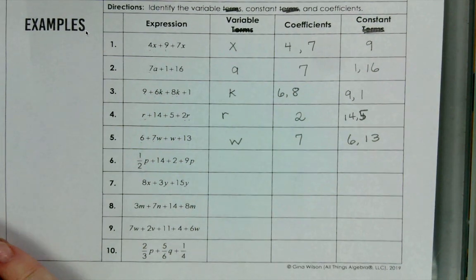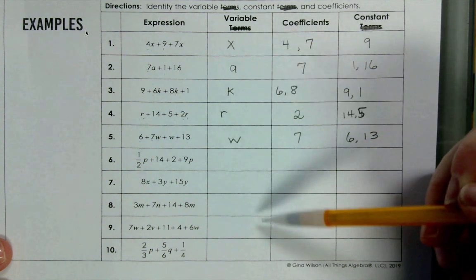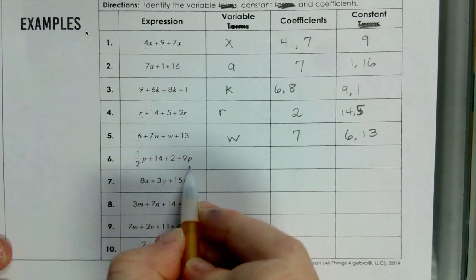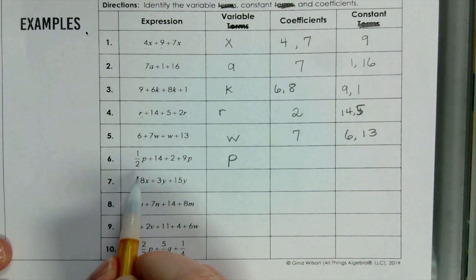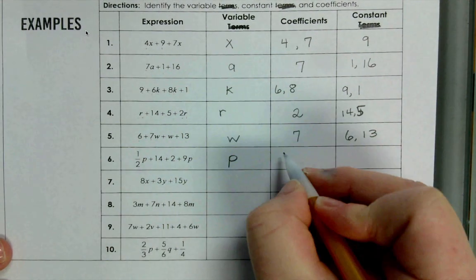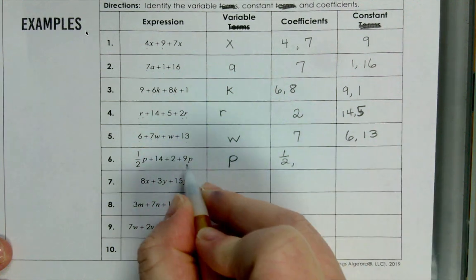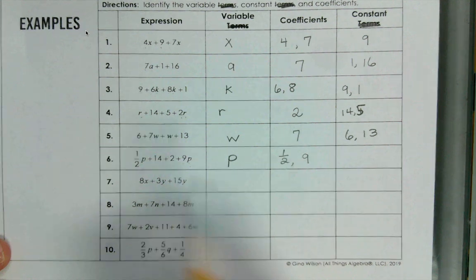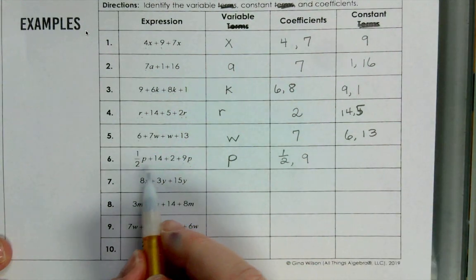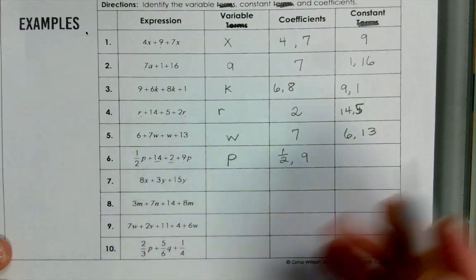Okay. Now, if you want to go just by looking at the column first, what's my variable? Whoop, I got P's. P. And then what are my coefficients? What's attached to a variable? Well, I have 1/2, and I have 9 for 9P. And then what integers are all alone? My constants, I have 14 and 2.